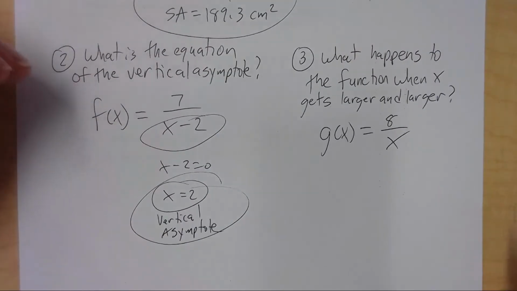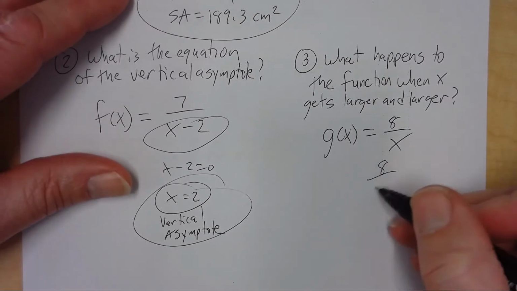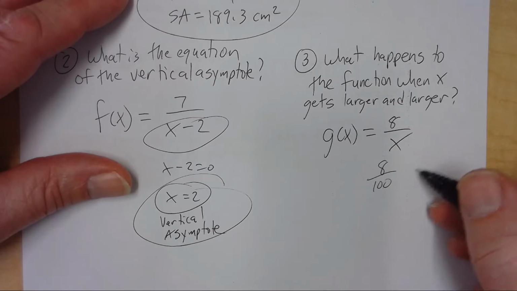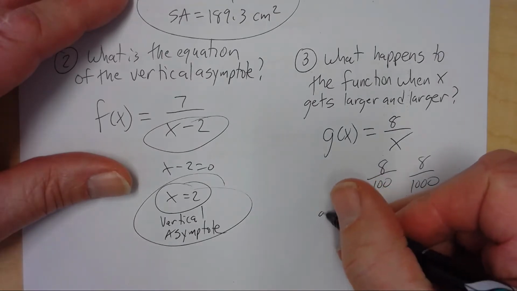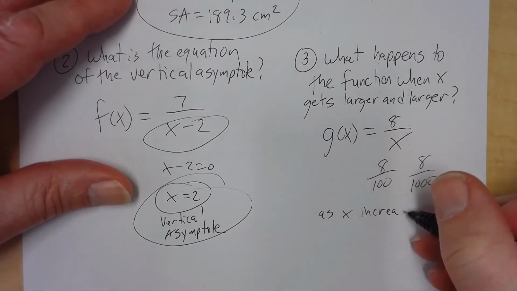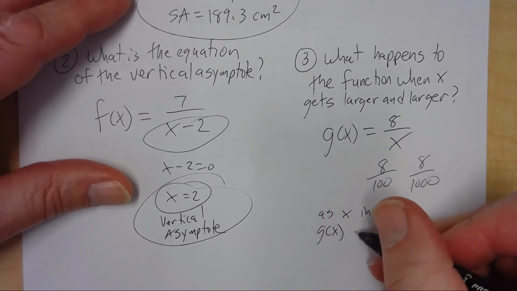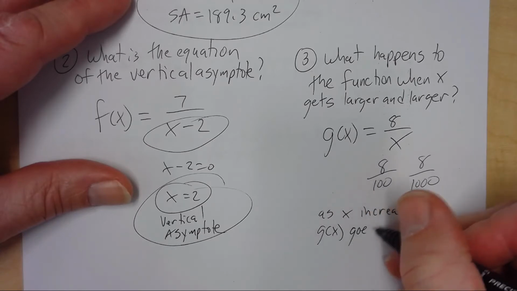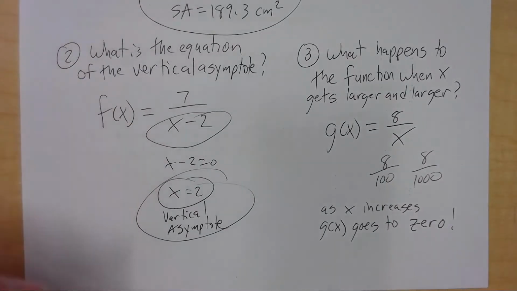Number 3, what happens to this equation when x gets larger and larger and larger? So if we do 8 divided by 100, that means it'd be kind of small. If we do 8 divided by 1,000, it'd be even smaller. So it's 8 pizzas divided by a whole bunch of stuff. So we'd say as x increases, g of x, the output of the function, goes to 0. So we're dividing up the pizzas infinitely many times. Okay, number 4.